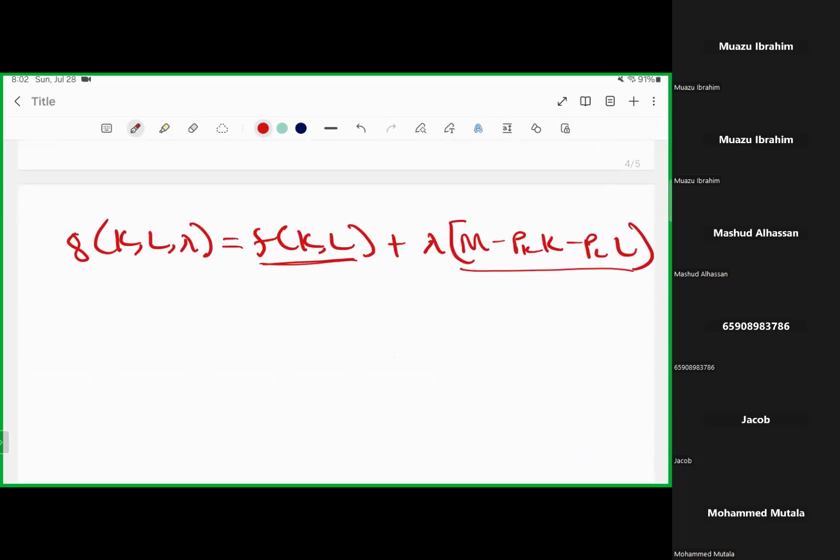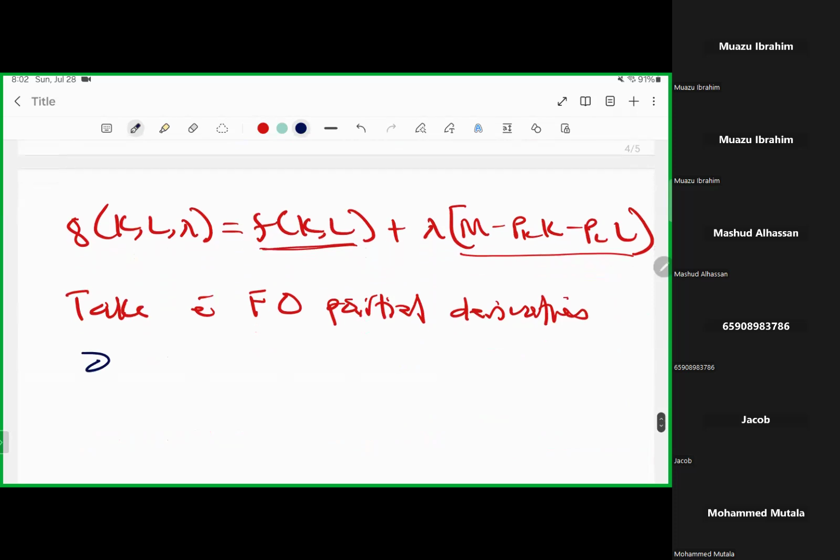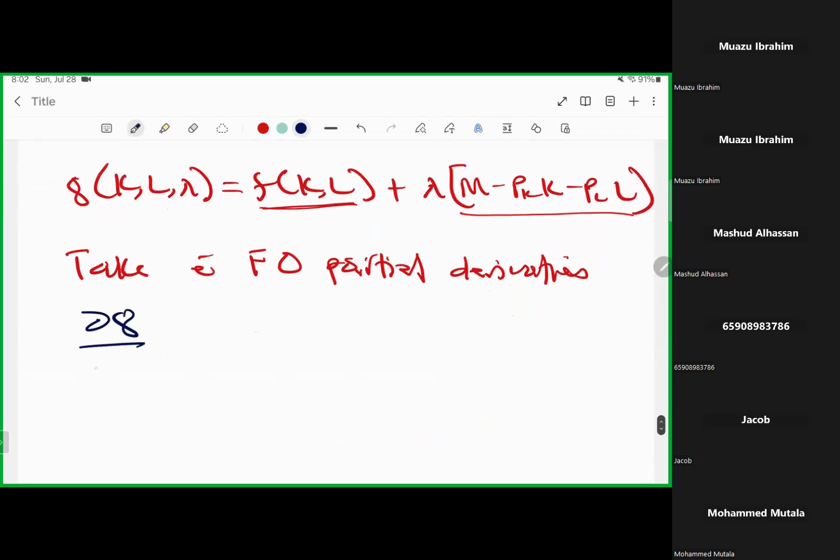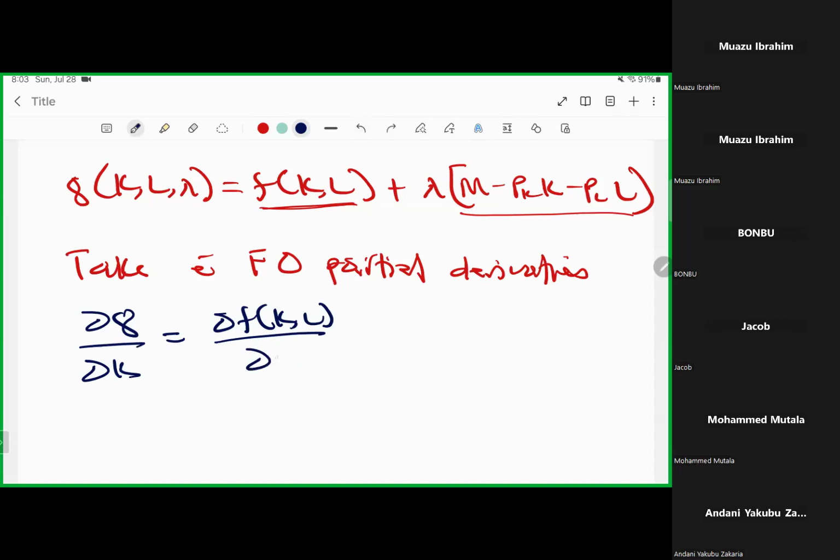So we take the first order partial derivative, which means that we are going to differentiate. And how do we do it? Remember, it's going to be delta G all over delta K, which is for the capital. Here will give us delta F(K, L) all over delta K.